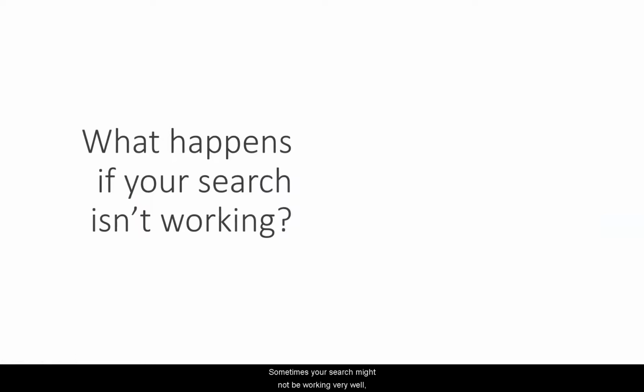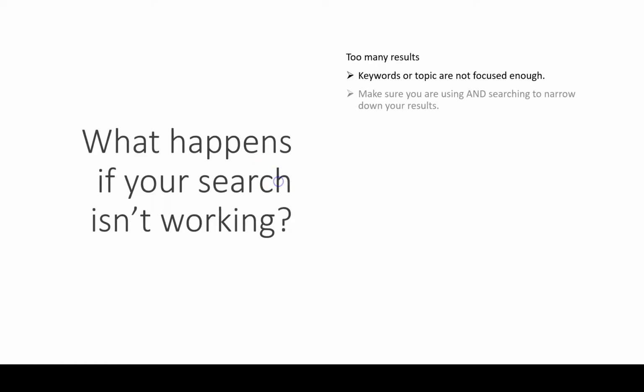Sometimes your search might not be working very well, so you might be getting a lot of results. This might mean that your keywords or the topic themselves are very broad and not focused enough. But it might also mean that you're not actually using the AND concept correctly. So if the keyword terms aren't separated out into separate keyword lines, then some of your results may be larger because of this.